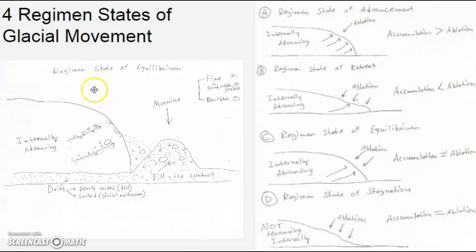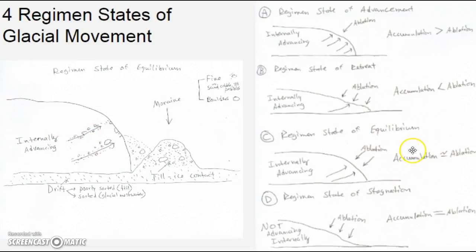So let's go over this picture. In the regimen state of equilibrium, we're going to be looking at moraines in our local landforms. We're located on the Deerfield Moraine. How did these moraines locally form? Well, here's what we have. We have this internal advancement. It's moving this debris and sediment. It could be rocks, could be silt and clay. Remember, it's just a dirty ice ball that's moving over the land.